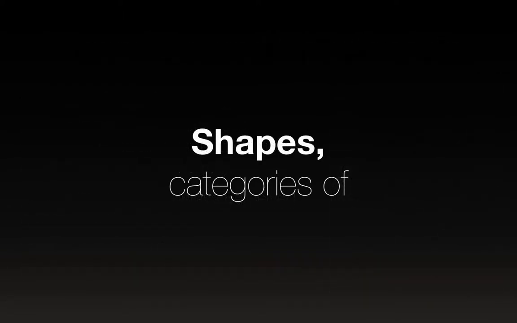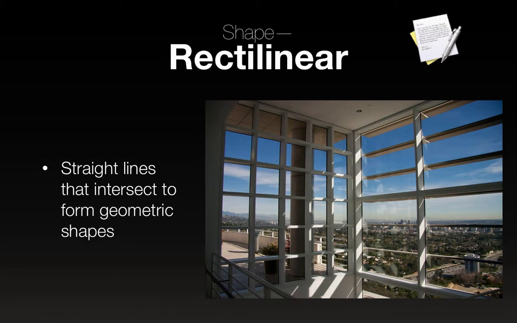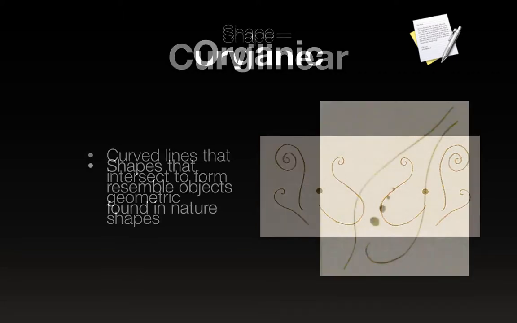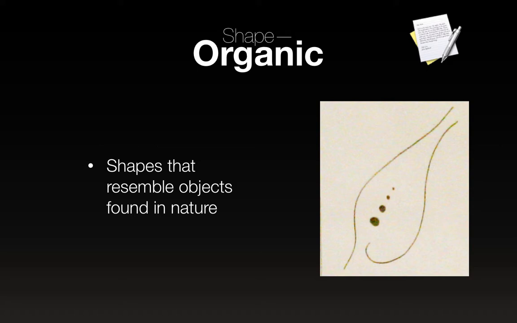So here's some categories of shapes. We got rectilinear, which basically just means kind of squarish sort of shapes, straight lines that intersect to form geometric shapes. That's a rectilinear shape. Curvilinear, probably not too hard to guess. That's going to be curved lines that intersect to form geometric shapes. Organic, those are shapes that resemble objects found in nature. Pretty straightforward.